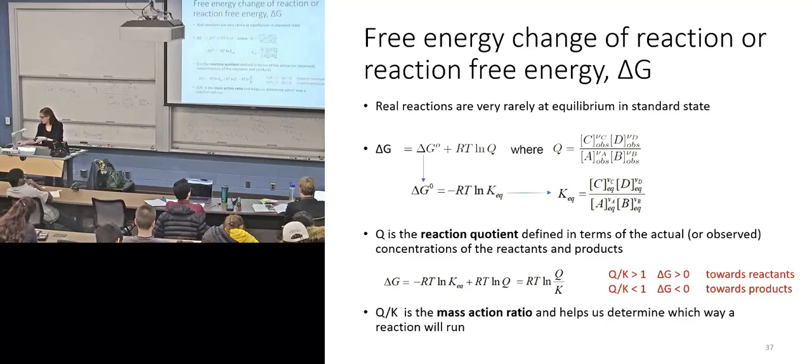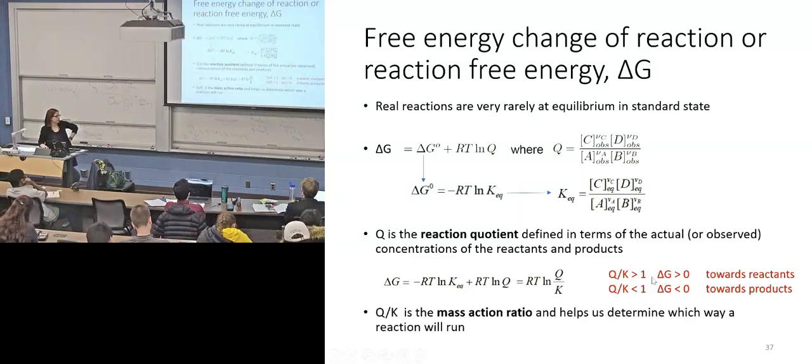These are those directions, and they're based on the sign of delta G. So given this relationship, if Q over K is greater than 1, this whole term will be greater than 1. Natural log will be a positive value. Delta G will be a positive value. And things will want to run towards the reactants, right? That means the forward direction is no longer favorable. It's a positive delta G. So actually, the reverse reaction is more favorable. Things want to run that direction.